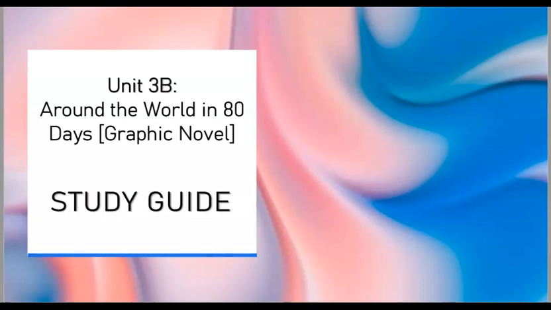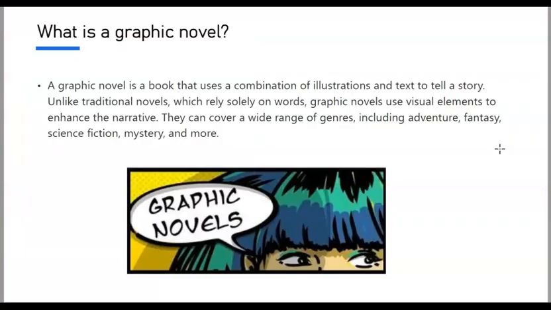The next thing I want to look at here is part of the study guide. What is a graphic novel? Okay, so a graphic novel is a book that uses a combination of illustrations and text to tell a story. Unlike traditional novels, which rely solely on words, graphic novels use visual elements to enhance the narrative. They can cover a wide range of genres, including adventure, fantasy, science fiction, mystery, and more.